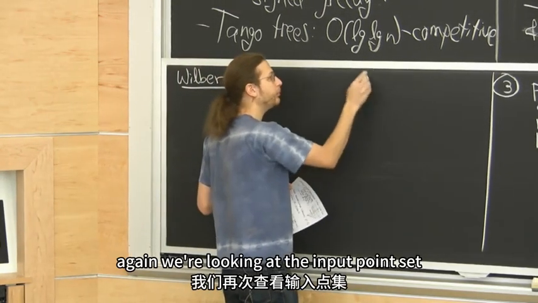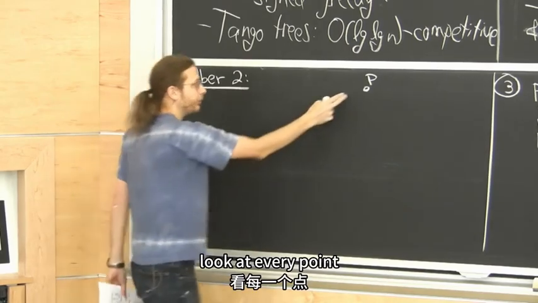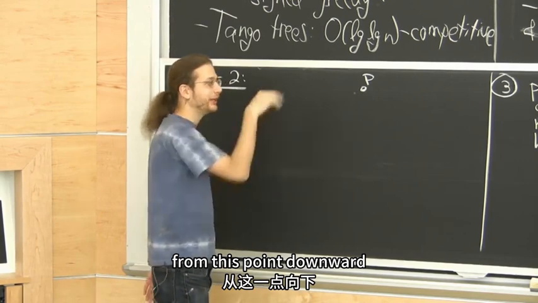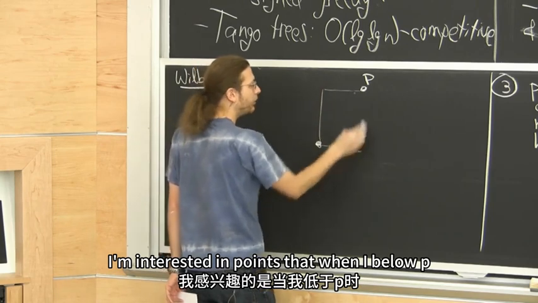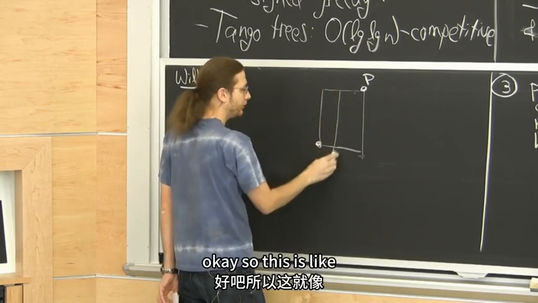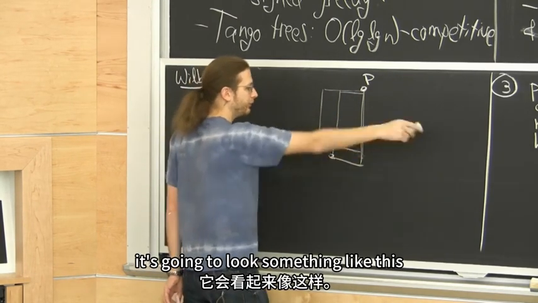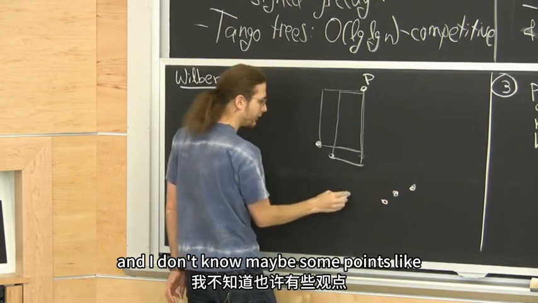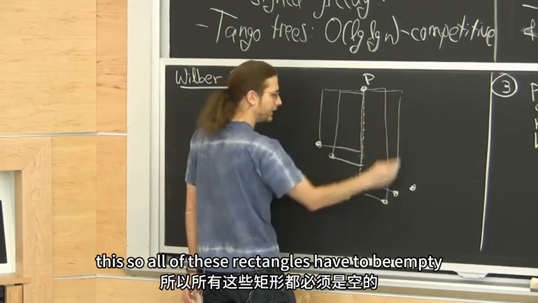Again, we're looking at the input point set, no added points, just the original points. Look at every point, and look at all the points that you can see from this point downward. What does that mean? I'm interested in points below P that, when I draw the rectangle, contain no other points. So it's sort of like a lower envelope. It's going to look something like this, and maybe some points like this. So all of these rectangles have to be empty.